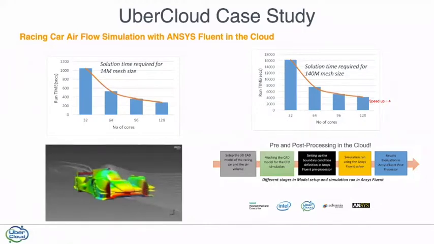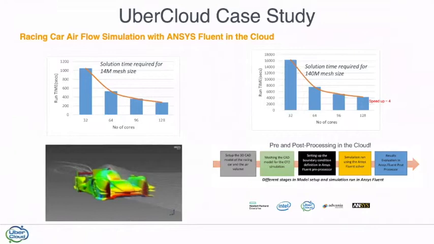Here is another case study for racing car airflow simulation with ANSYS Fluent in the cloud. For the aerodynamic study of a race car with ANSYS Fluent, the engineers wanted to understand the air velocity and its impact on the car's stability during racing at different speeds. Here, besides the simulations being run in the cloud, the pre and post-processing were also performed in the cloud through the GPU-enabled visualization technology provided by UberCloud.